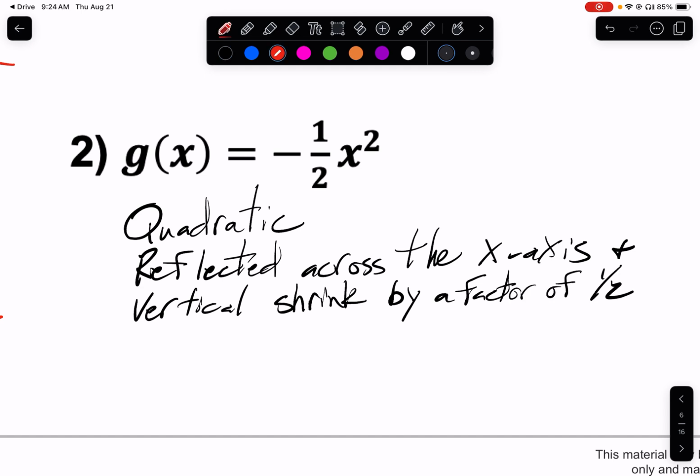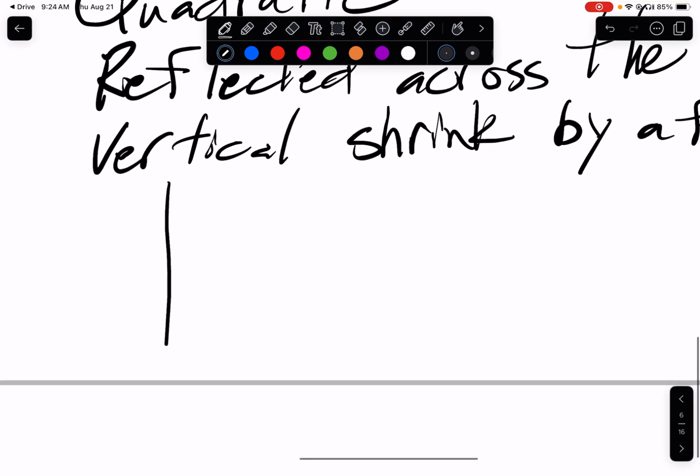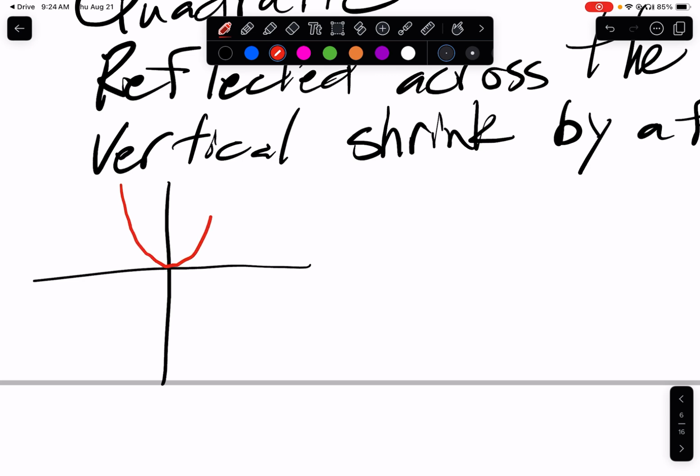Okay, so then in our graph, what that would look like is normally, remember, our parabola looks like this. Okay, well, it's flipped, but then it also has a vertical shrink. So now it's going to be wider and fatter. That was not a good drawing. So it's going to go like that.